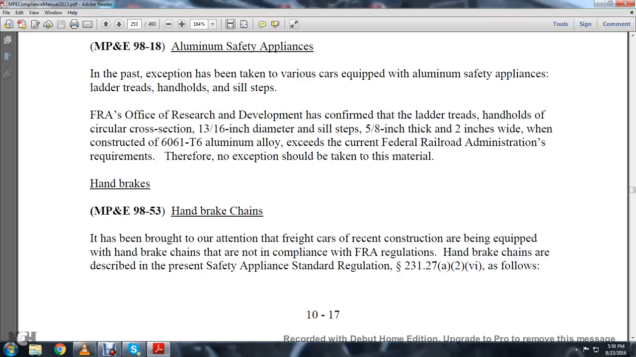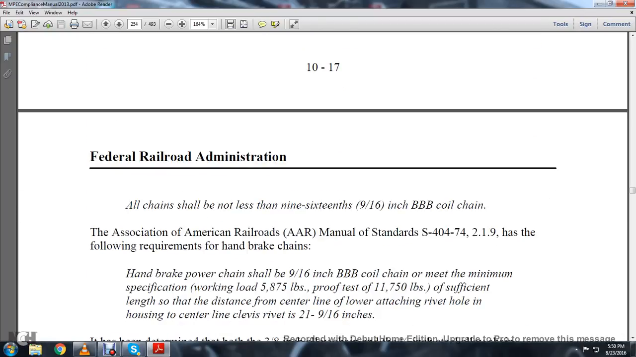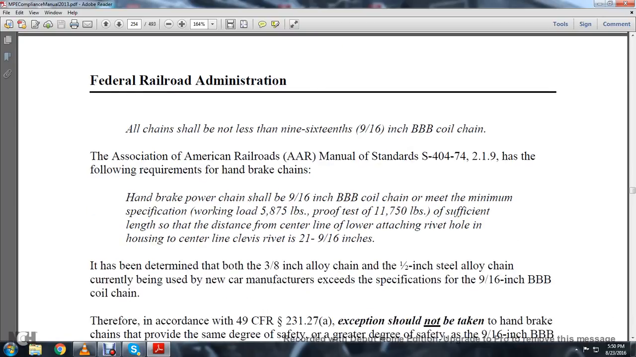Alright, handbrakes and handbrake chains. It has been brought to the attention of the FRA that recently constructed freight cars are being equipped with handbrake chains that are not compliant with FRA regulations. The handbrake chains are prescribed in the safety appliance standards regulation 231.27(a)(26) as follows: all chains shall not be less than 9/16 of an inch BBB coil chain. The Association of American Railroads Manual Standard S-4047-4-219 has the following requirements for the handbrake chain.